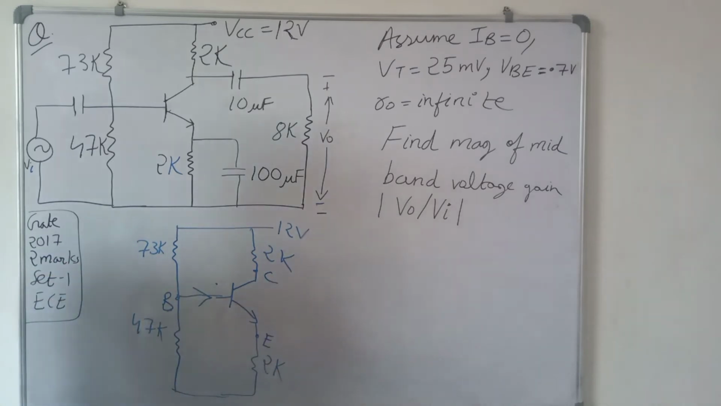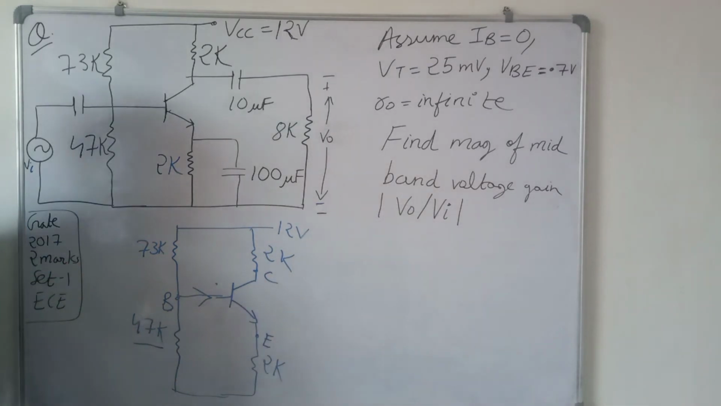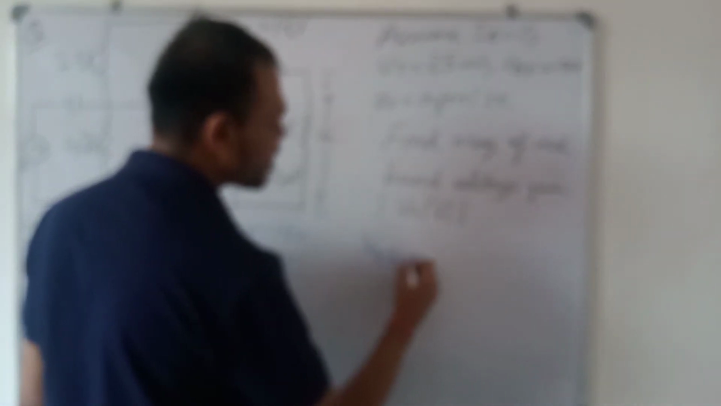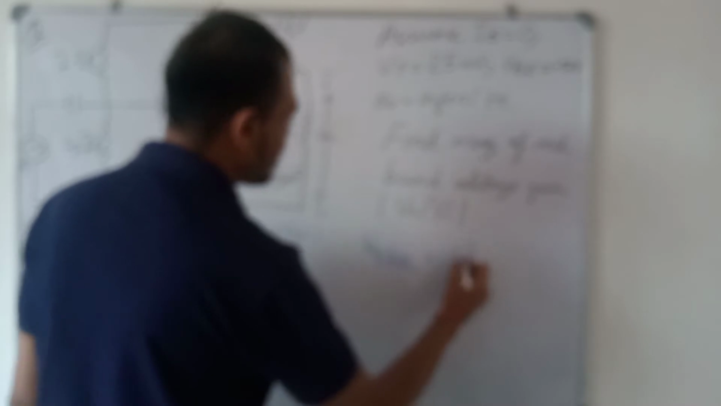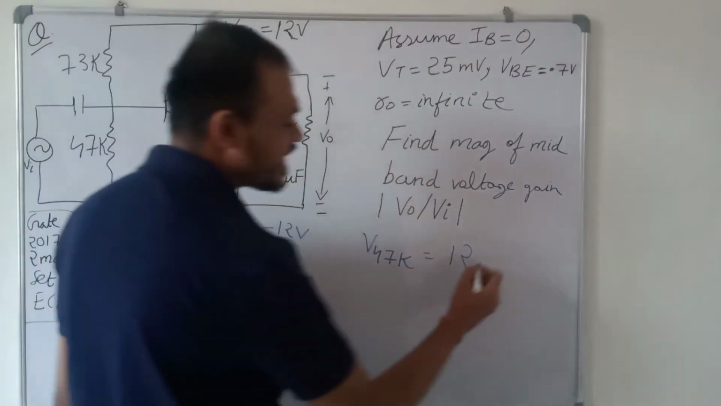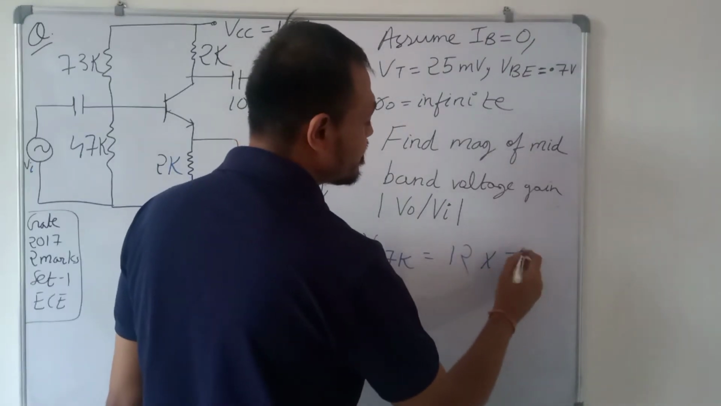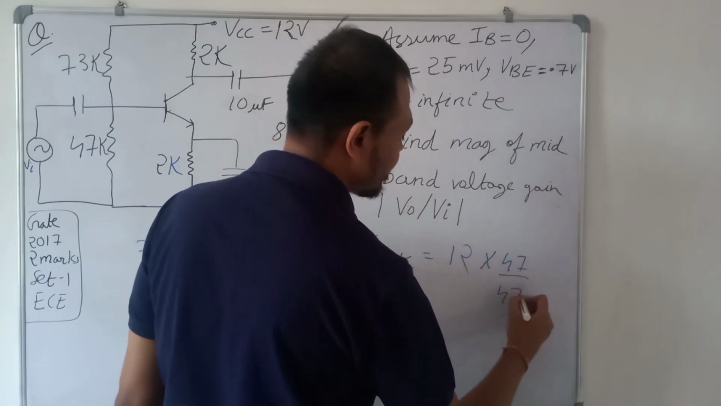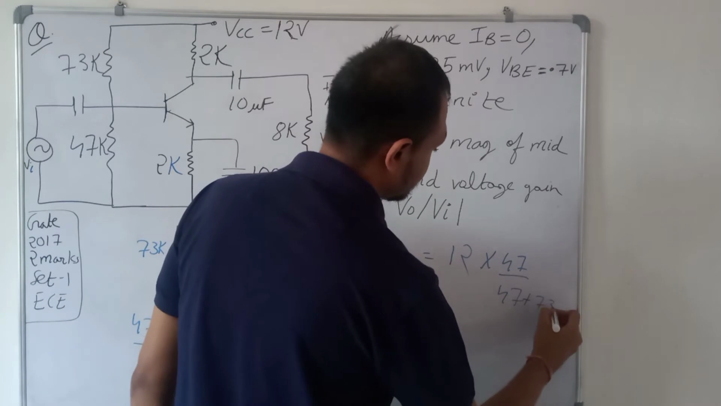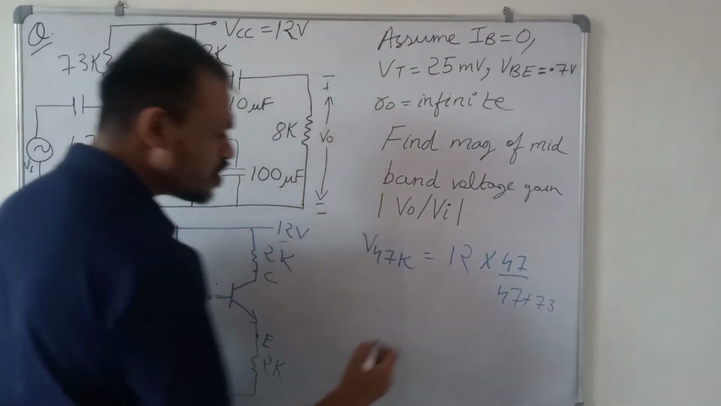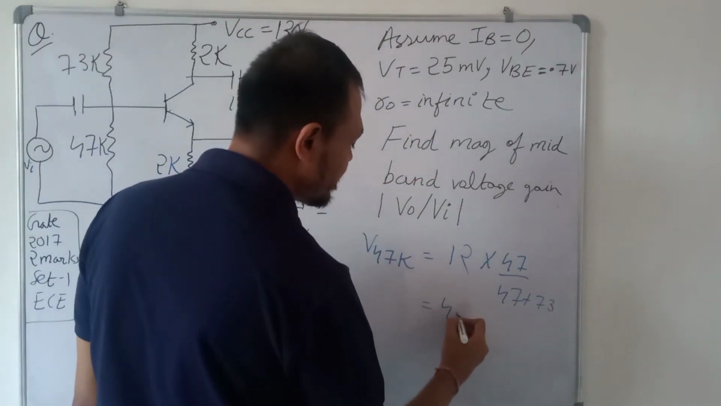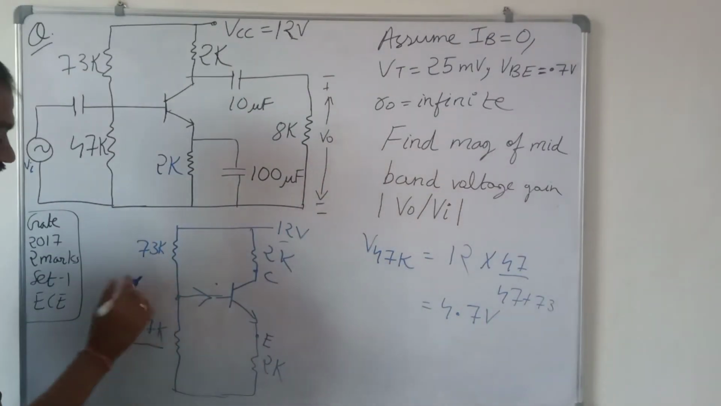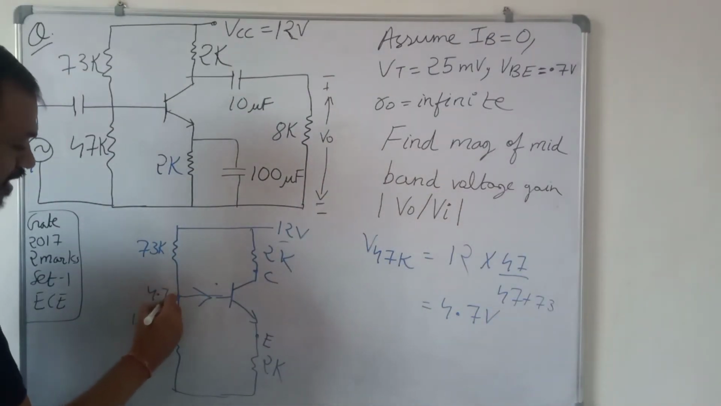When the resistors are in series, we can find the voltage across the 47K resistor by using the voltage divider rule. The 12 volt gets divided across the 47K resistor and the 73K resistor, so 47 upon 47 plus 73. So the voltage across the 47K resistor will be equal to 4.7 volt. This voltage is 4.7 volt.